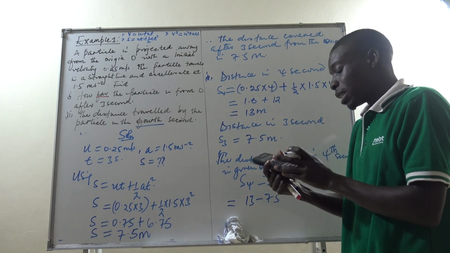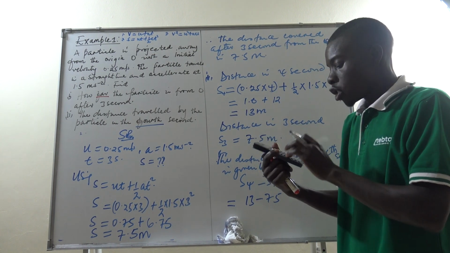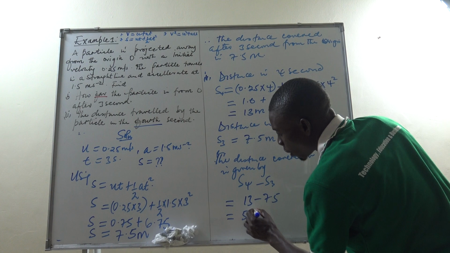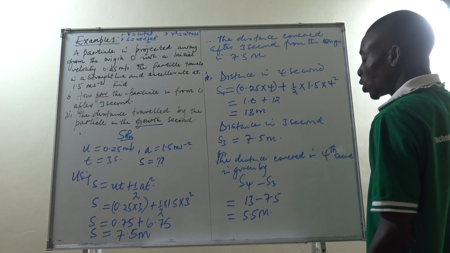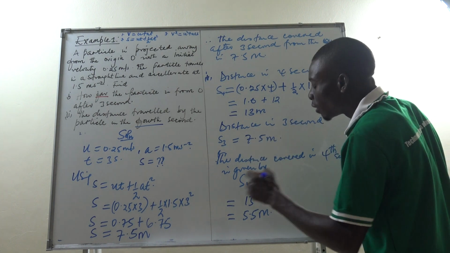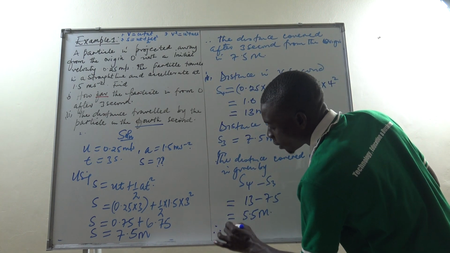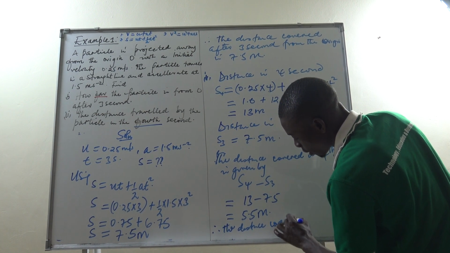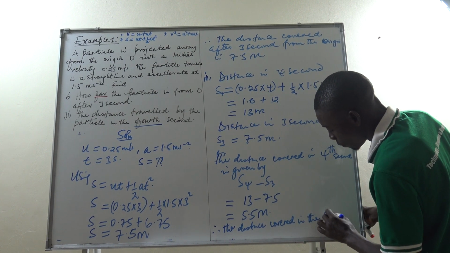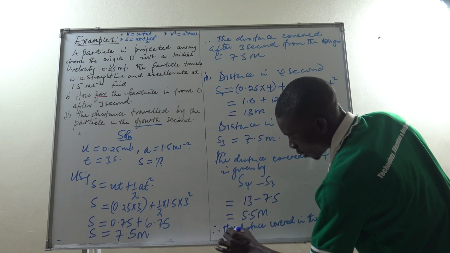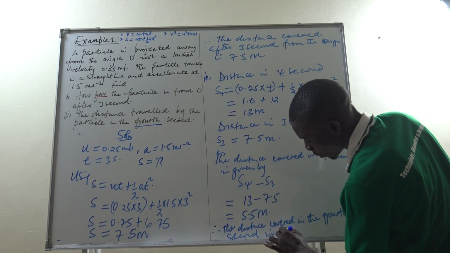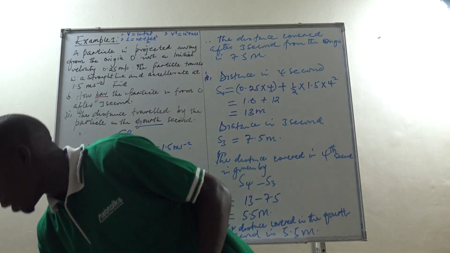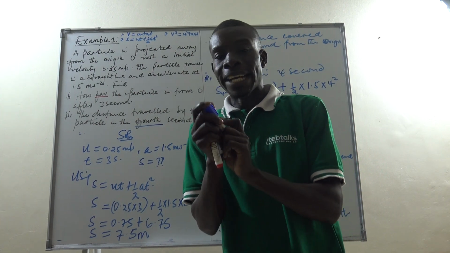But you can still confirm it and press it and say 13 minus 7.5. And then you get your 5.5 meters. And then you make a conclusion there. Therefore, the distance covered in the 4th second is 5.5 meters. Is that okay? So that has been our example number 1. Let's now meet in the next example.